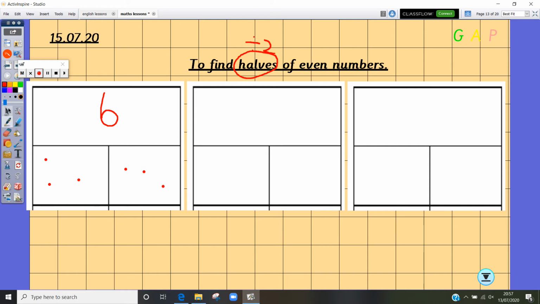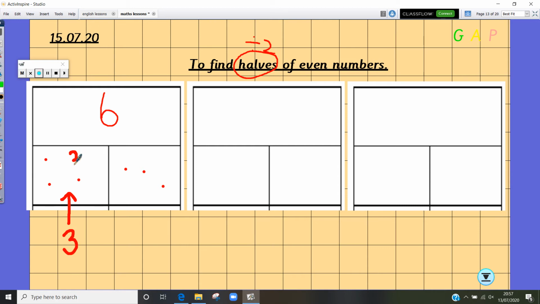And I now know that half of that whole number is in fact the numbers in this box, which gives me a total of 3. So in this box here we have 3, and in this box here we have 3. We know that 3 add 3 is a total of 6. So well done if you've managed to do that. Okay, let's increase the number this time.